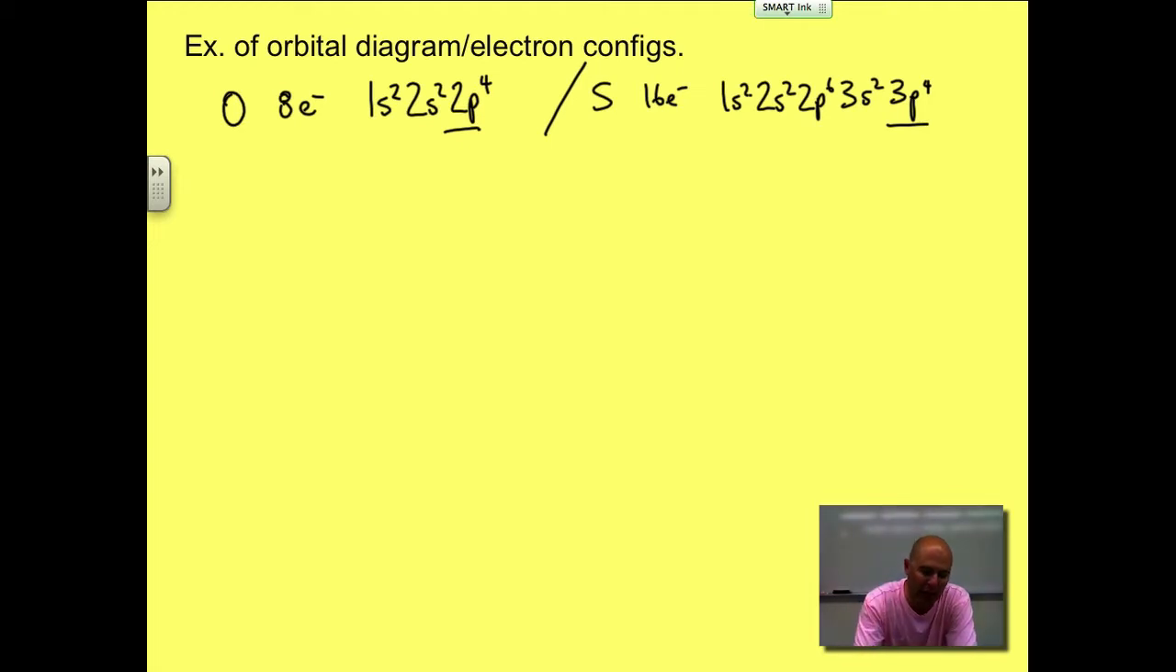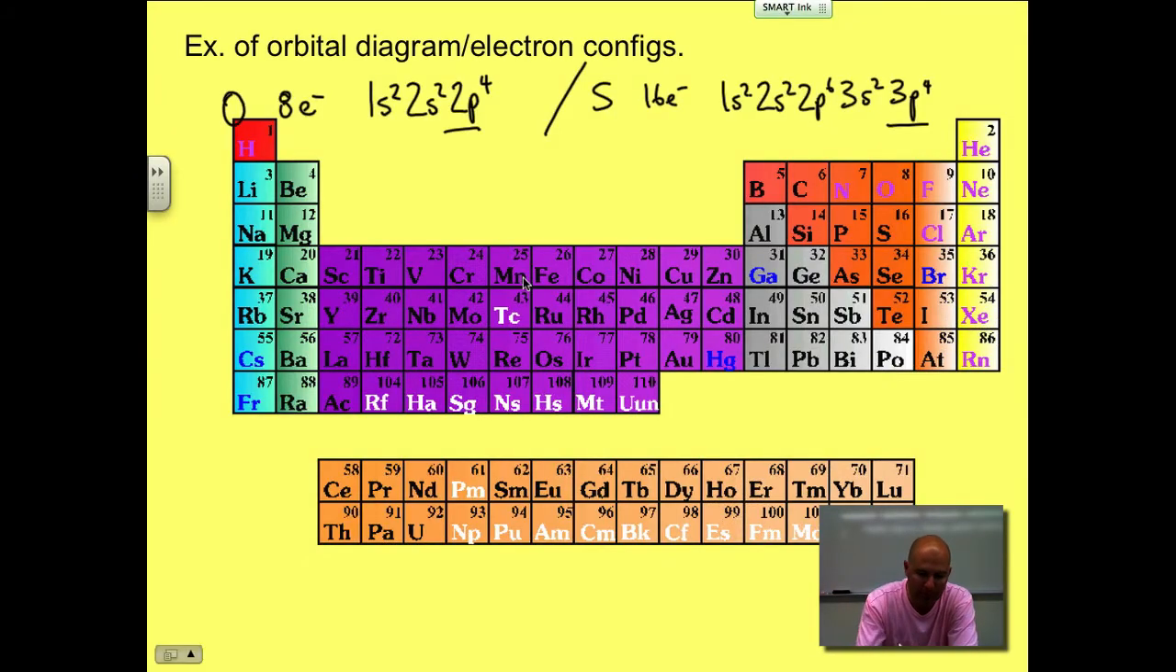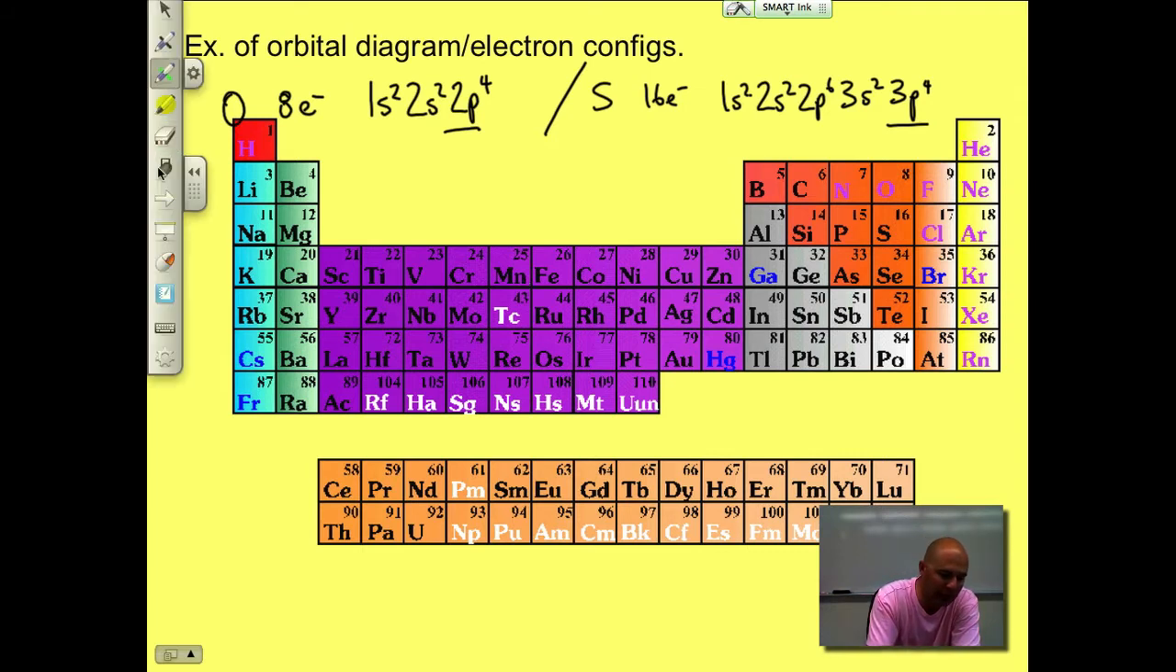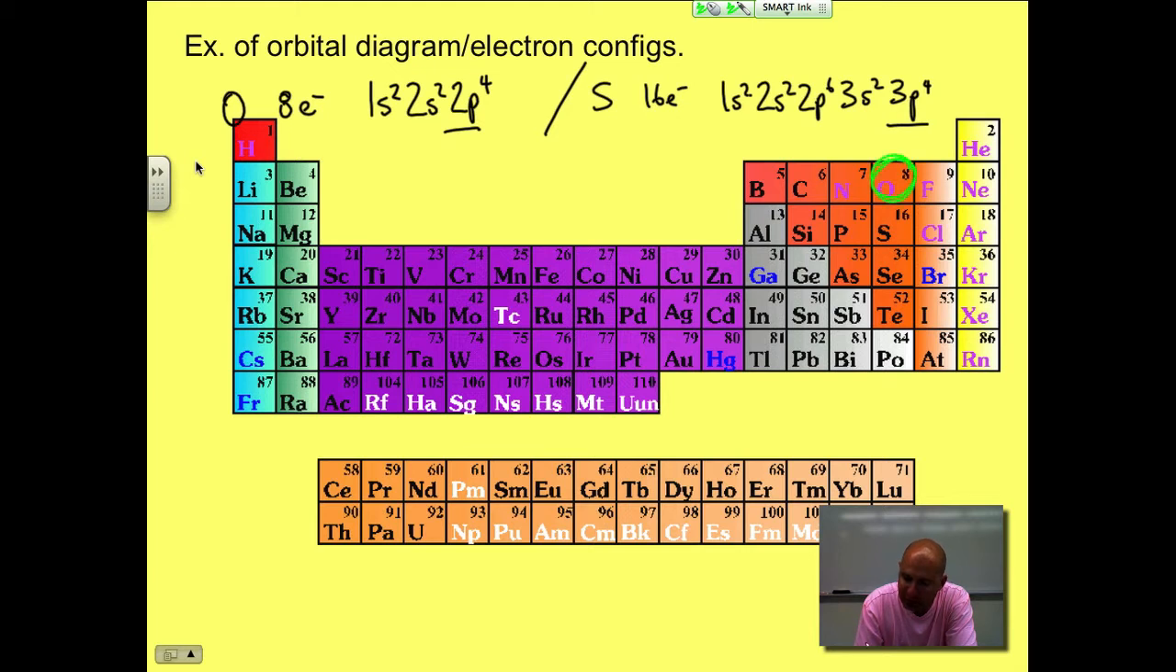Let's take a look at our periodic table here, at where these are located. Notice that oxygen is right here. Let's go ahead and try that again. Oxygen is right here, and sulfur is right below it.